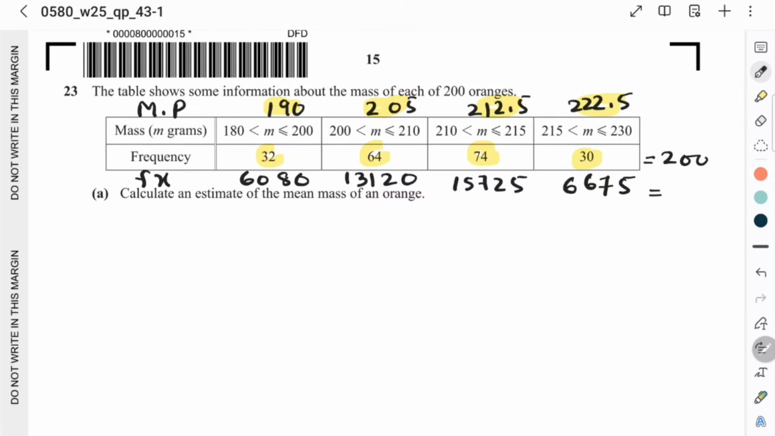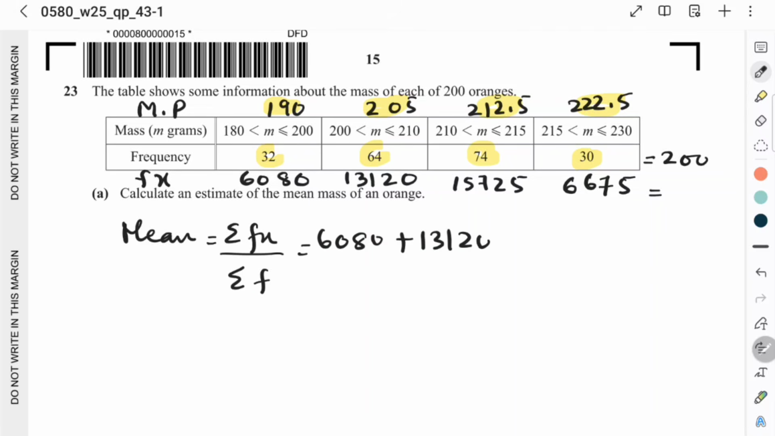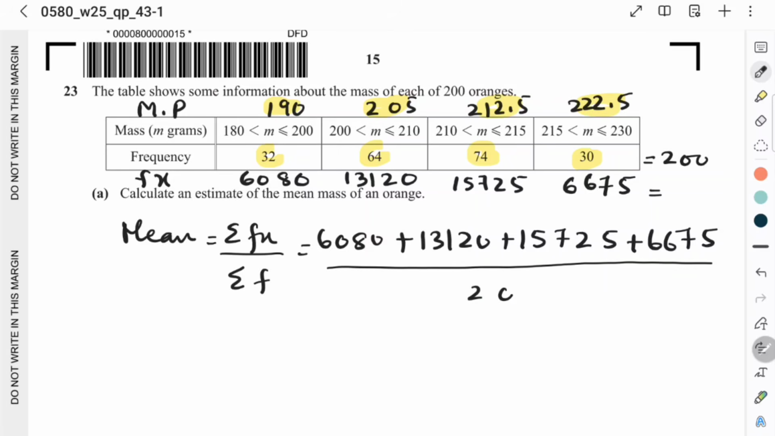You just add it together, and then sum of fx divided by sum of f. So the mean is equal to sum of fx divided by sum of f, which is equal to 6080 plus 13120 plus 15725 plus 6675 divided by 200. Alright, add it together, it will become 41600 divided by 200, and that is equal to 208. Okay.